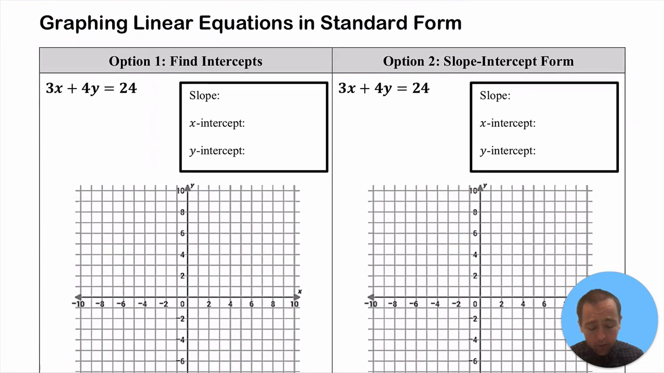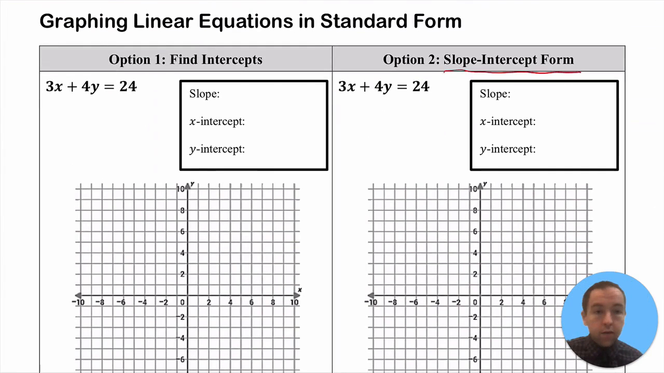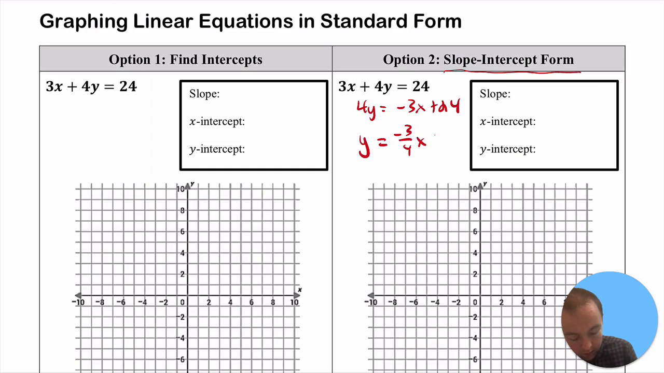There are a couple of ways that we could go about graphing lines in standard form. One way is to go to slope-intercept form, which is just to solve the equation for y. So if I take this equation, 3x plus 4y equals 24, if you subtract 3x from both sides first of all, you get this equivalent equation, and then divide both sides by 4 to isolate the y, you end up getting -3/4 x plus 6 is equal to y.